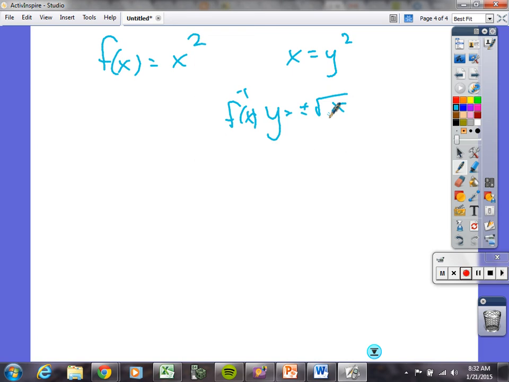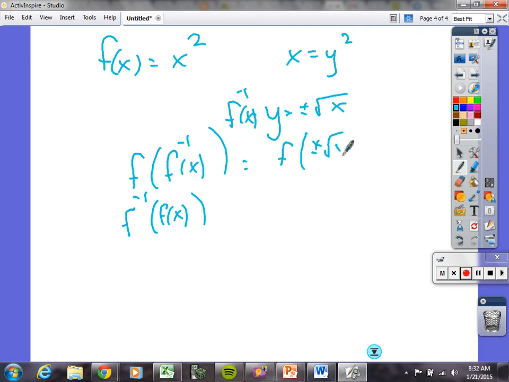Okay. Now I'm going to see if these two are technically truly inverses. How I do that is I need to do f of f's inverse and f's inverse of f. Those are the things I need to do to prove it. So I'll do this one first. It will be f of plus or minus the square root of x, which comes out to be plus or minus the square root of x, squared. What happens when something's positive and it's squared? How about something that's negative and squared?